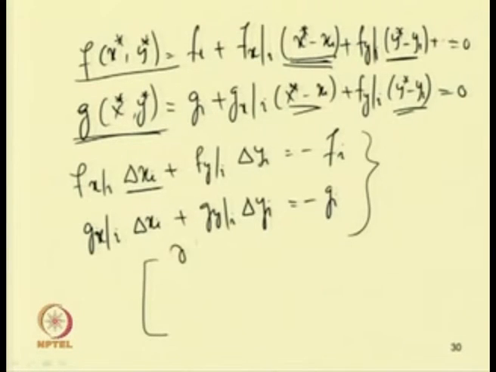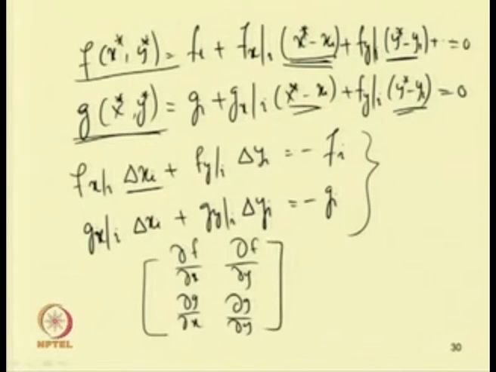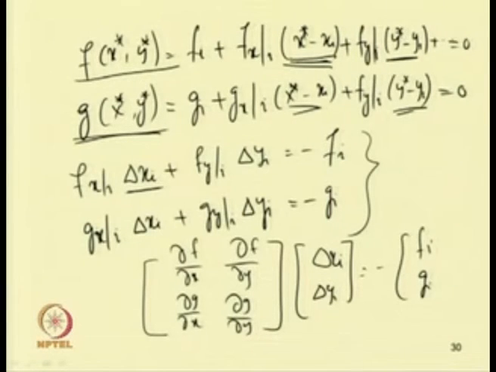So, this will be the matrix with del f by del x, del f by del y, and similarly del g by del x and del g by del y, multiplied by delta x_i, delta y_i, equal to minus f_i and minus g_i. So, taking an initial condition x_i, y_i, one can obtain f_i and g_i, and also one can obtain this matrix, which is known as the Jacobian matrix.